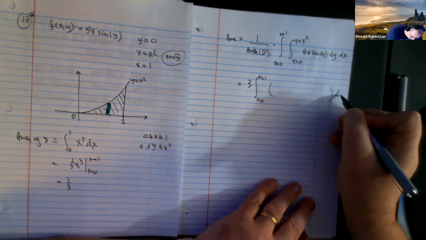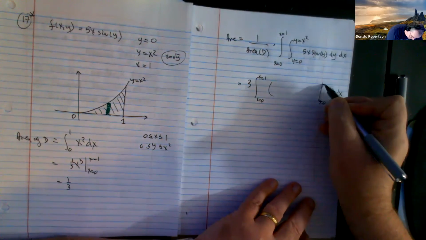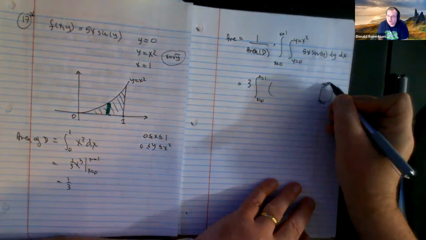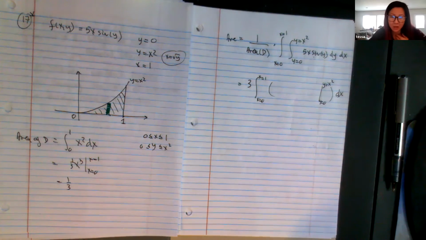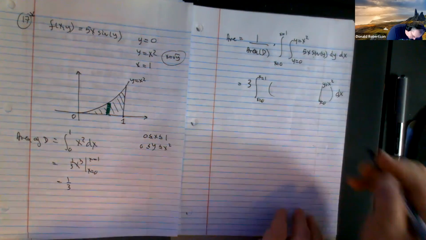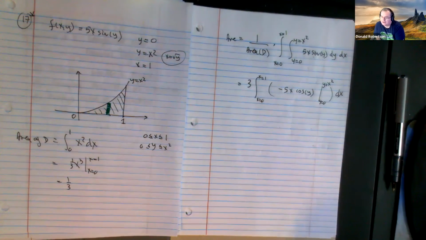What do you get when you integrate with respect to y, 5x sine y? Negative 5x cosine y. Yes. Isn't it dead easy to get your hats mixed up? And you do a differentiation when you know, because they're very similar looking.